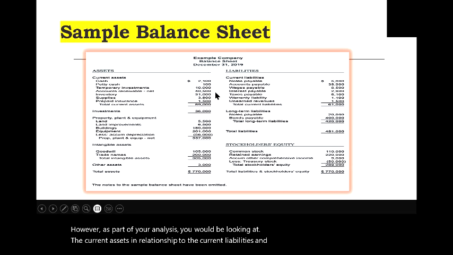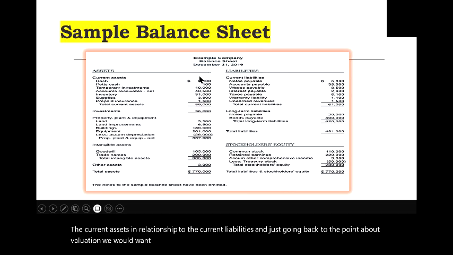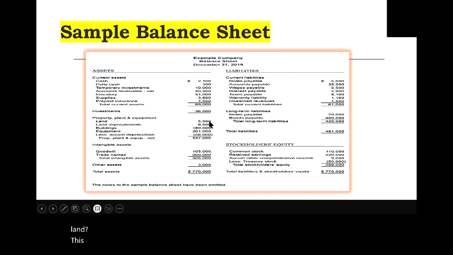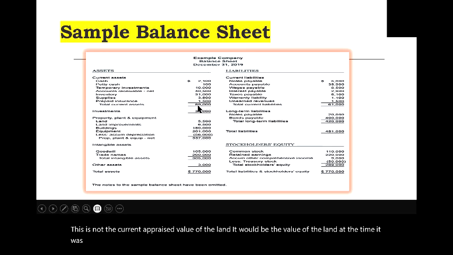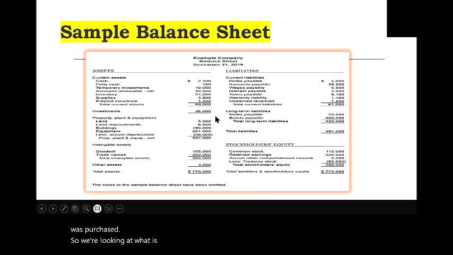And just going back to the point about valuation, we would want to know what is the basis for the values on these assets. For example, land. This is not the current appraised value of the land. It would be the value of the land at the time it was purchased. So we're looking at what is called historical cost.